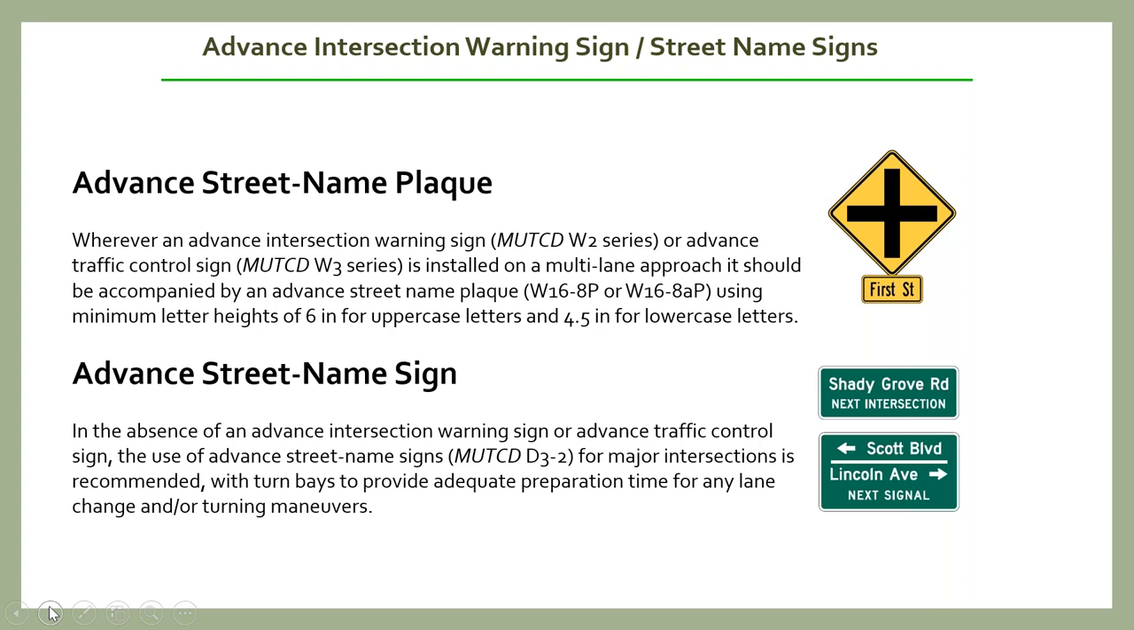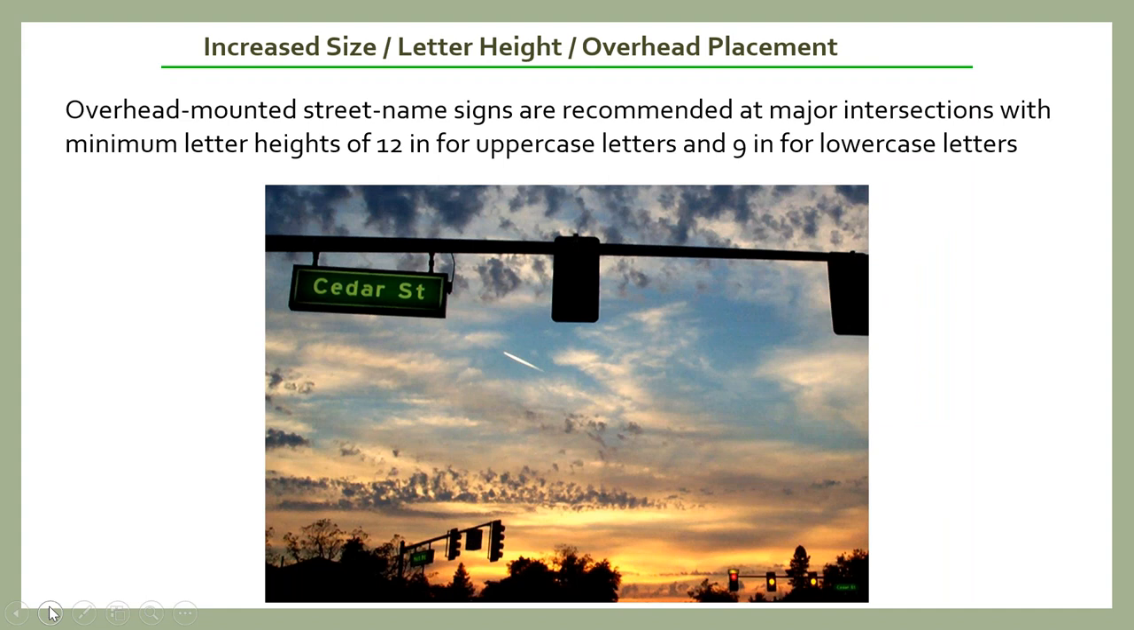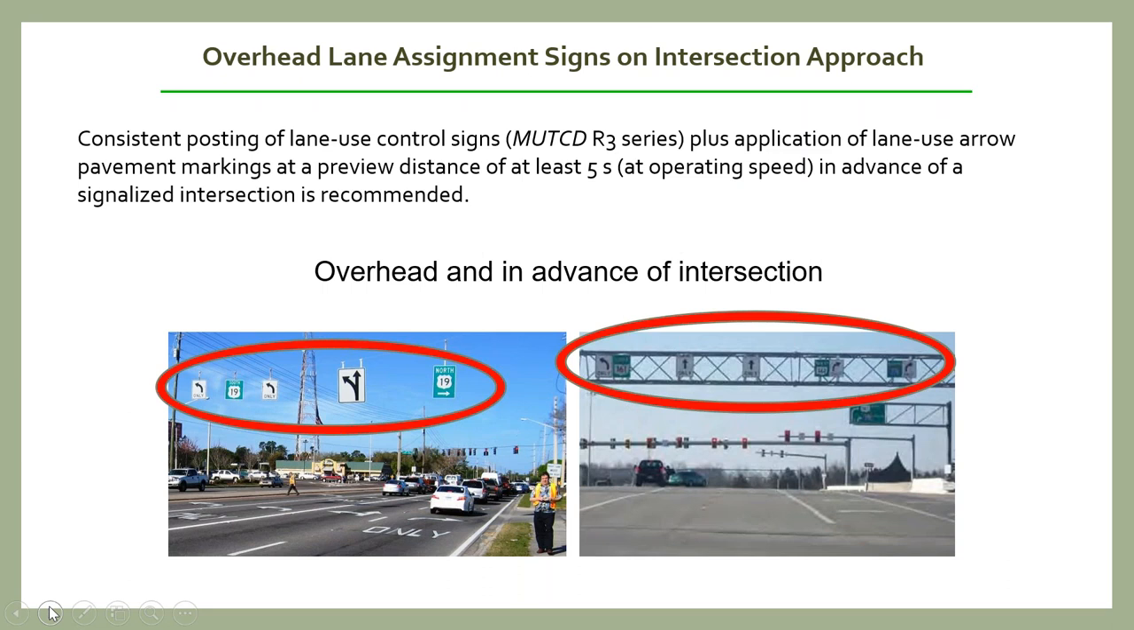This basically gives the older driver more time to first recognize that the intersection that maybe they want to turn on ahead is approaching, and give them more time to make an appropriate lane change, perhaps get into the left turn lane to make a left turn at the intersection that's approaching. And a general recommendation for larger letter sizes, so for street name signs, placing them overhead. Sometimes agencies go with the internally illuminated signs, not a requirement, but a nice added feature for better visibility, especially at night. So general recommendations for overhead and larger lettering street name signs.